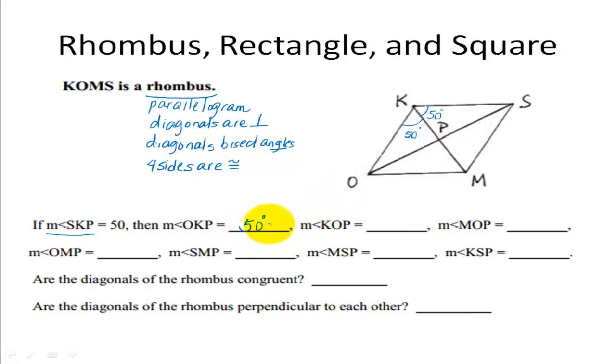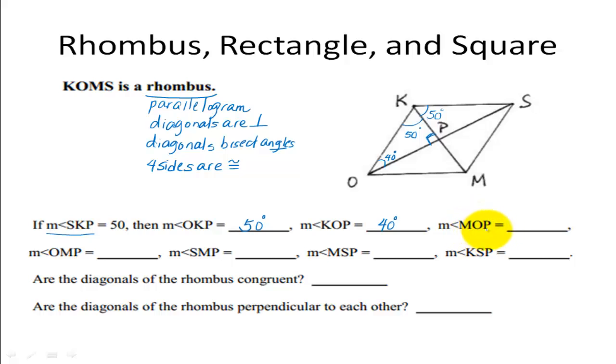The next fill in the blank is the measure of angle KOP. Here's KOP. That means this piece here. How do I find this angle? Well, if you remember that the diagonals in a rhombus are perpendicular, that means that this angle of intersection here is 90. 90 plus 50 makes 140. So that means that this angle has to be 40. Why 40? Because all three angles have to add to 180 degrees inside of a triangle. And this is a triangle here.